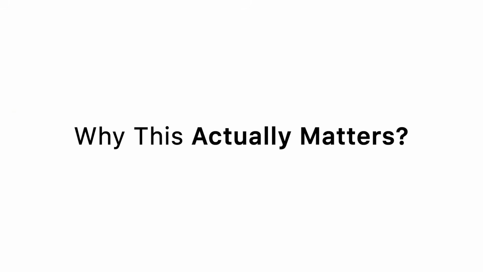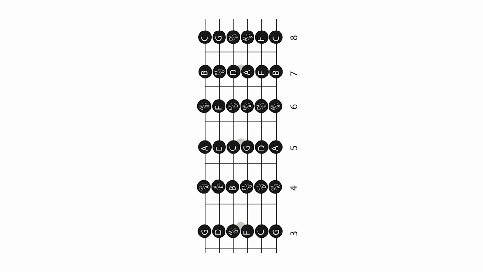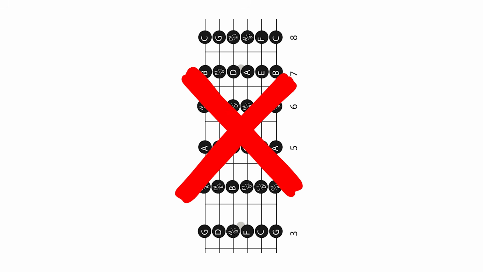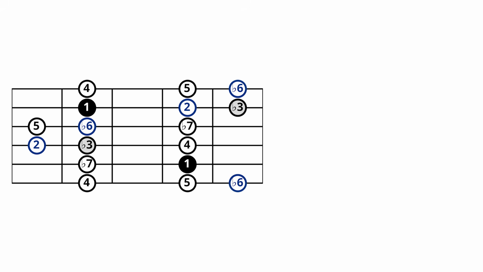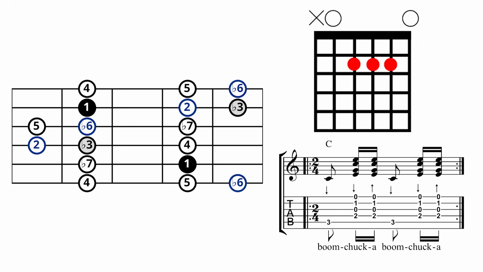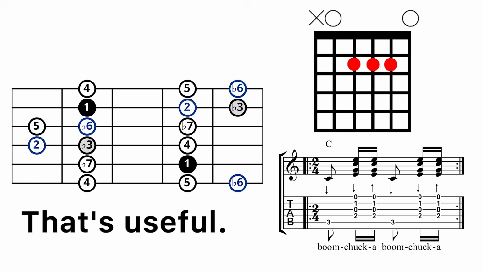Why this actually matters? You might be wondering why any of this matters if you can already play songs. And honestly, you can absolutely play guitar without memorizing the fretboard, but you're going to hit a ceiling. If you don't know where the notes are, you're often forced to think in shapes. This scale starts here. This chord looks like this. This lick goes here. That's useful, but eventually you want to know what's underneath those shapes.